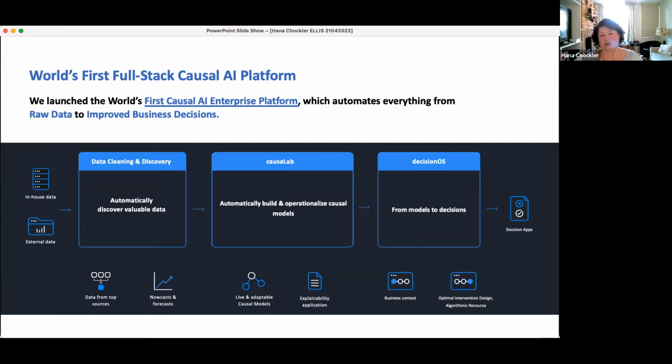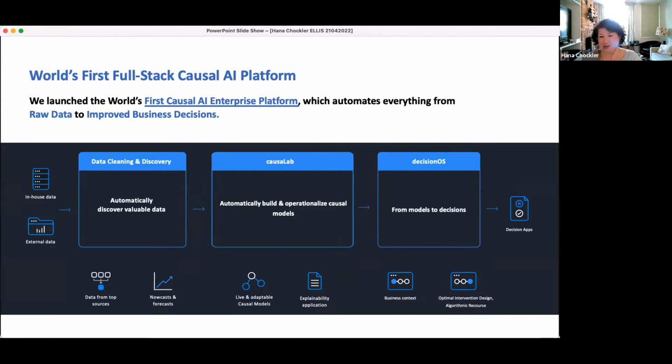Then we automatically build and operationalize causal models. Operationalize, we prepare them to be used for decisions. And then once the models are built, by the way, they're live and adaptable and they are updated all the time based on new data. Once we have them, then we can use them to support human decision making.